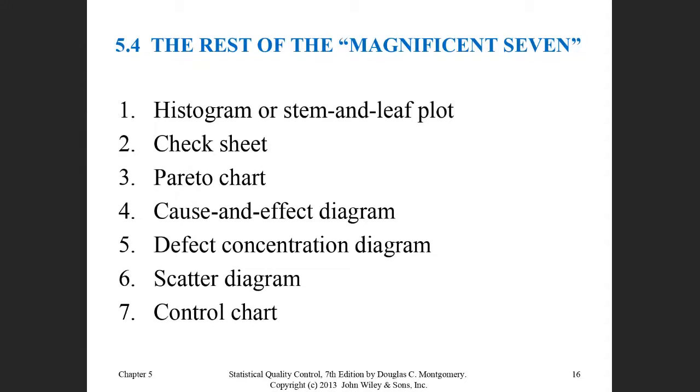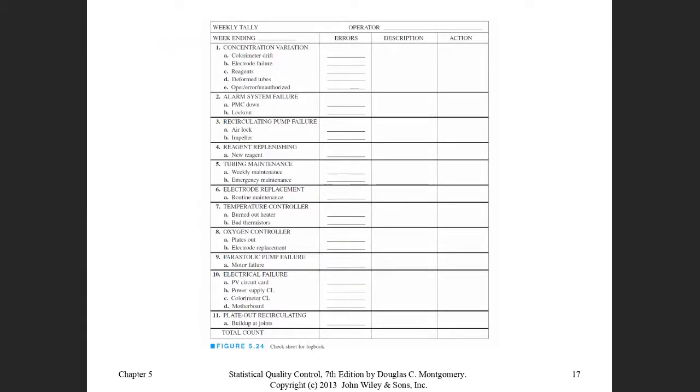We will continue now with the other tools, they call it the Magnificent 7, which is the 7 SPC tools. We have now covered the control chart. We will cover some others today, and the remaining we will continue in the next lecture. The first tool is the check sheet.